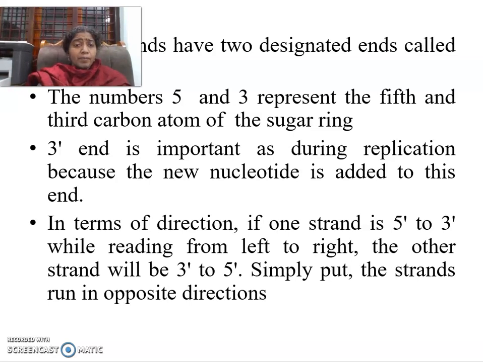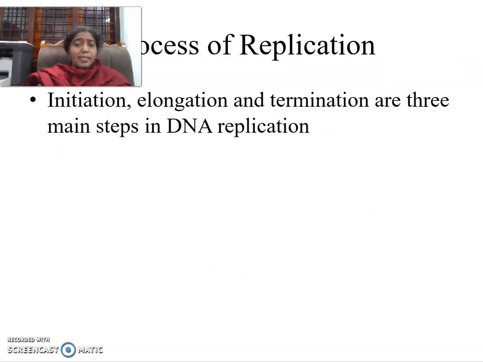Okay, so we have 2 strands, designated as the 5' end and the 3' end. The 5 and 3 represent the position of the carbon atom of the sugar ring. And which end is important? The 3' end is important because during replication, new nucleotides will be added there. While studying the process of replication, there are three main steps: initiation, elongation and termination.